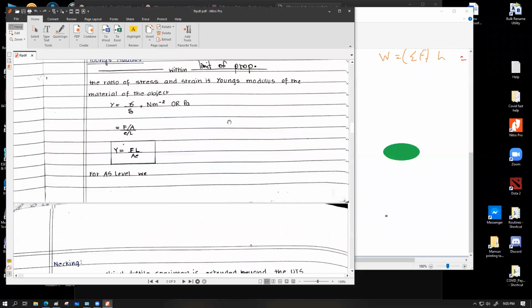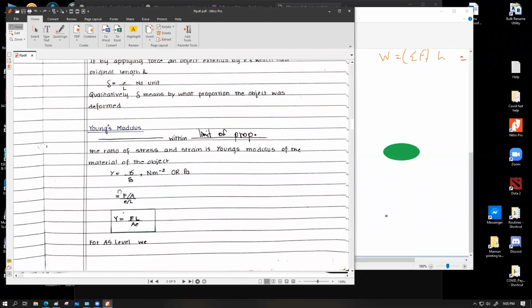এই পার্টটা বড়, Young's modulus. Young's modulus is applicable within limited proportionality, not beyond that point. Definition: it is the ratio of stress and strain for any object. This is called the Young's modulus of the material of the object. This is very important. It's called the Young's modulus of the material of the object.